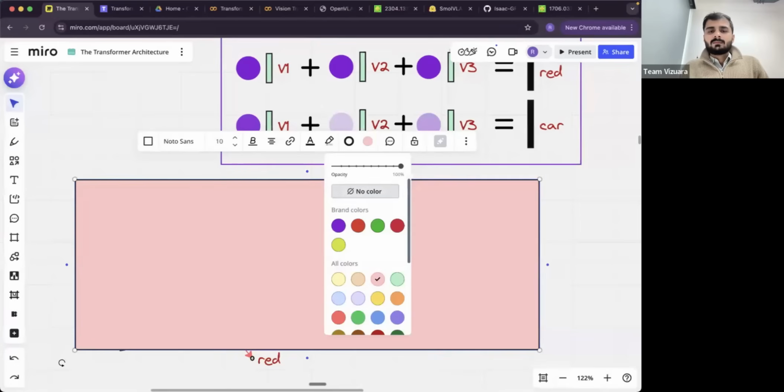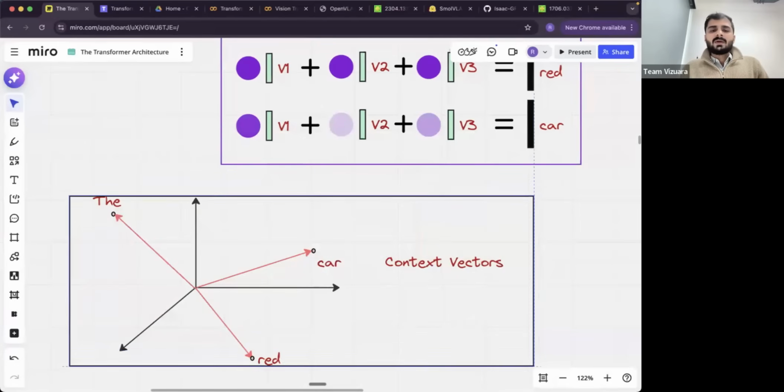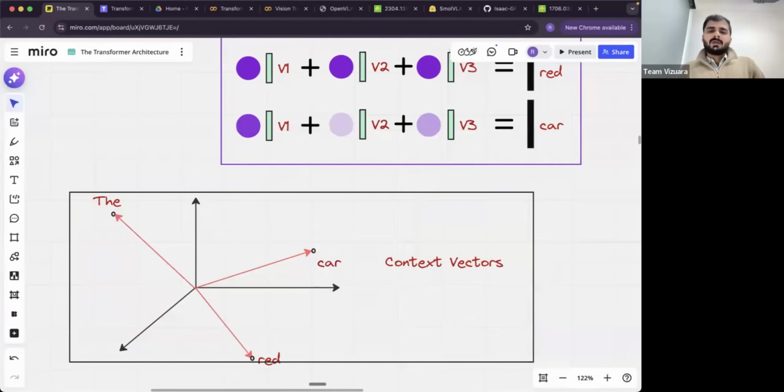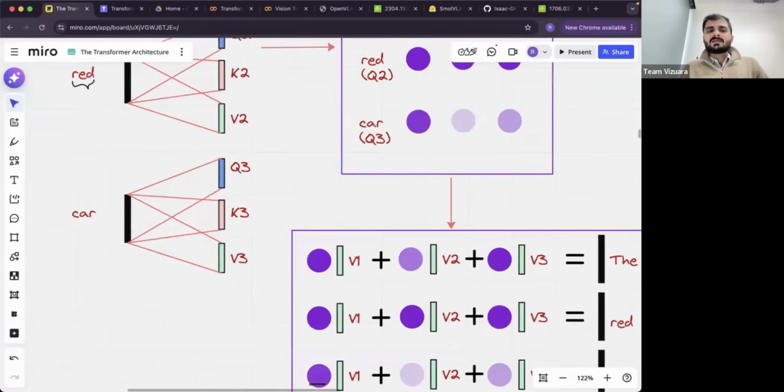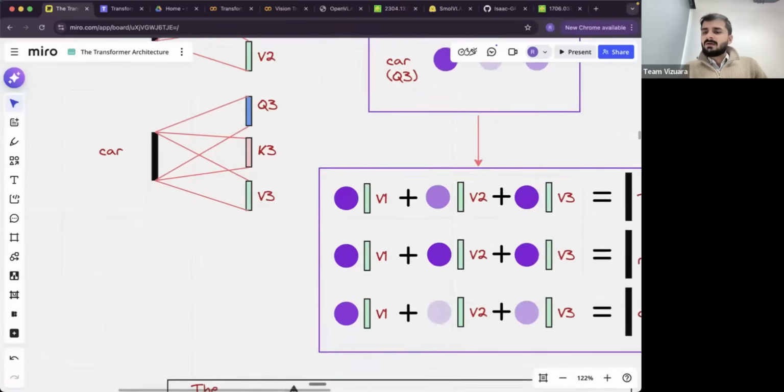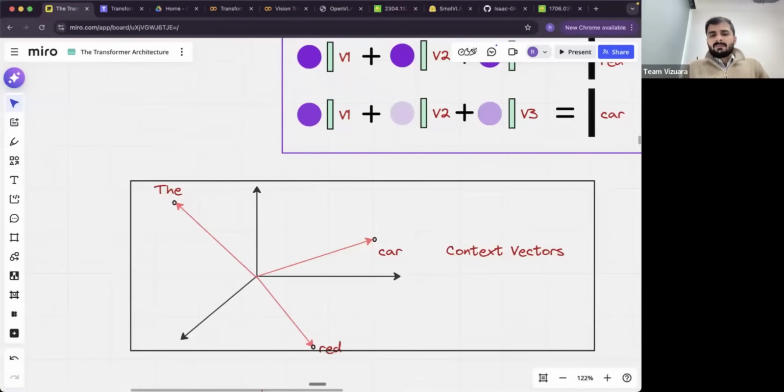So these are the context vectors. Remember, we started out with three vectors here. Again, we have ended with three vectors. But this time, these vectors are capturing the context which they have in the particular sentence.